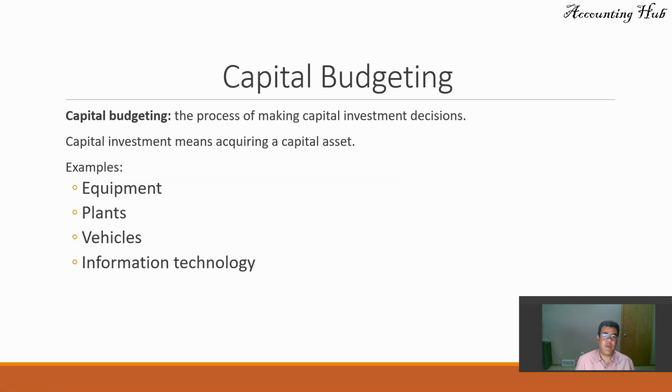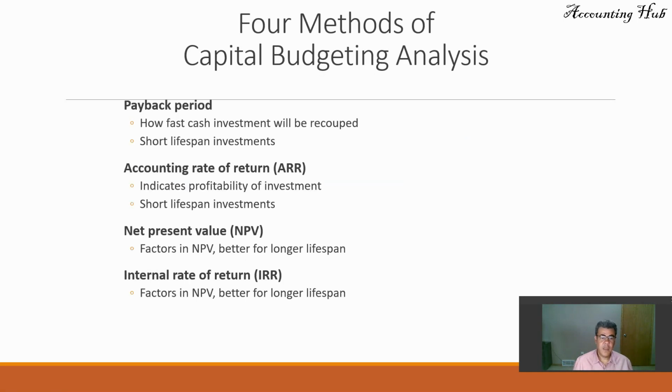Capital investment means acquiring a capital asset, for example, equipment, plants, vehicles, and information technology. We have four methods, so we have four videos about these topics. And the other three videos, about payback, accounting rate of return, and net present value, are in our video description. And the internal rate of return, similar to net present value, is better for a longer lifespan. Basically, internal rate of return is the rate where net present value is nothing, where net present value is zero.